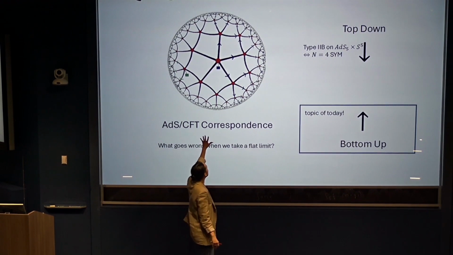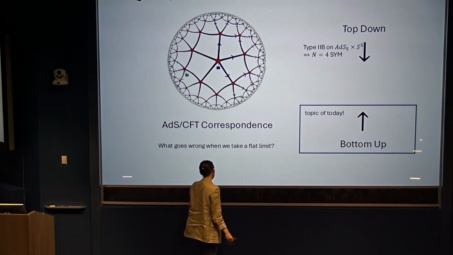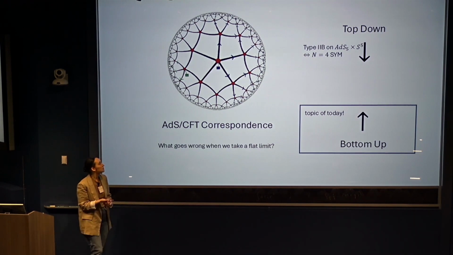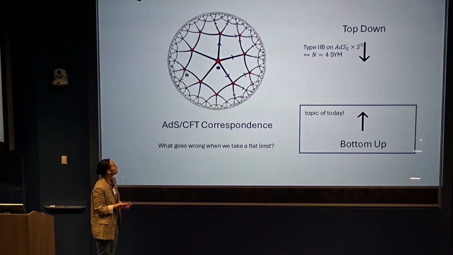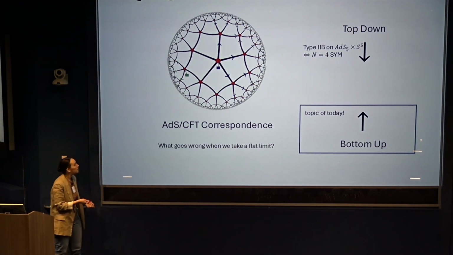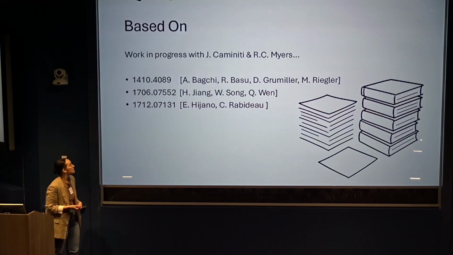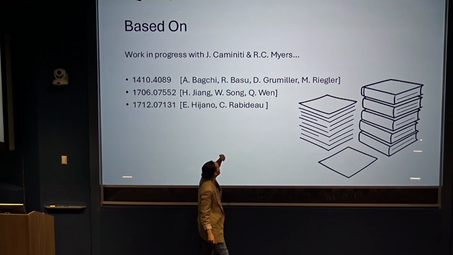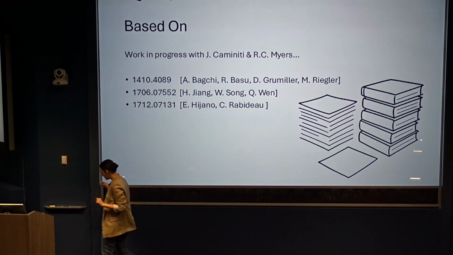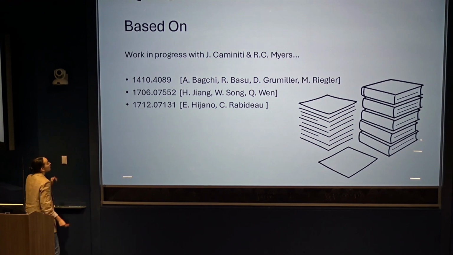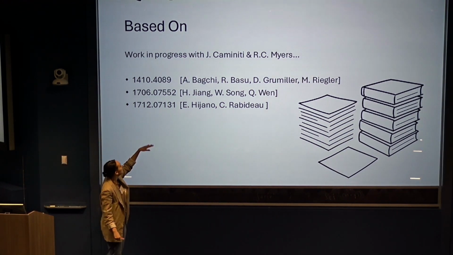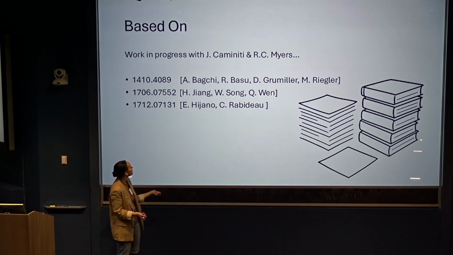But I'm going to focus more on the bottom-up approach because we grew up playing with asymptotic symmetries, and so that seems closest to me. And so we're going to do bottom-up AdS/CFT and play around with some ideas. This is work in progress with awesome grad student Jackie Caminetti and Rob Myers. And I want to quote the references that I'm mainly basing my talk on, which are papers by Bagchi, Grumiller, and collaborators on BMS field theory entanglement entropies.